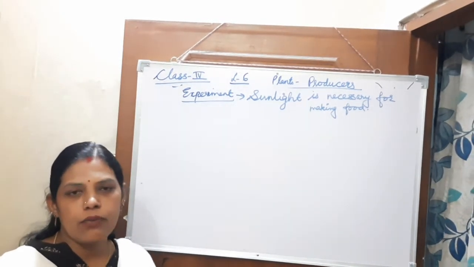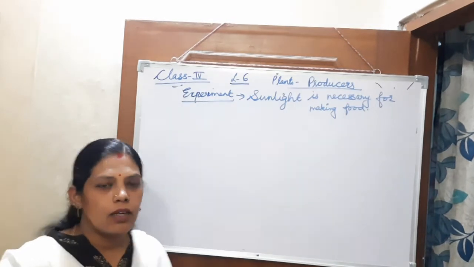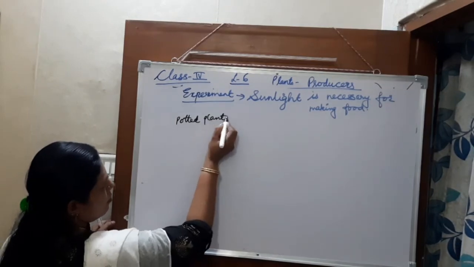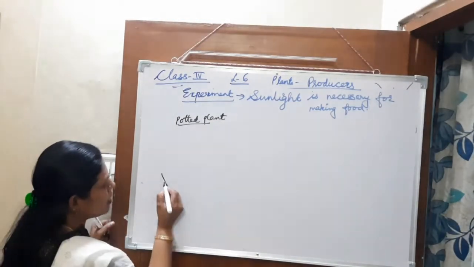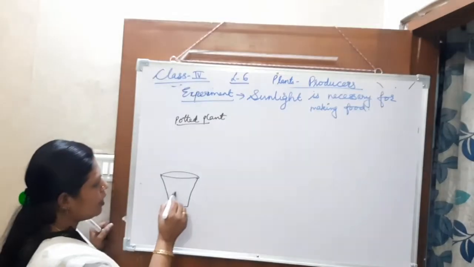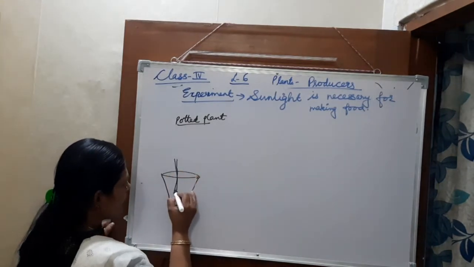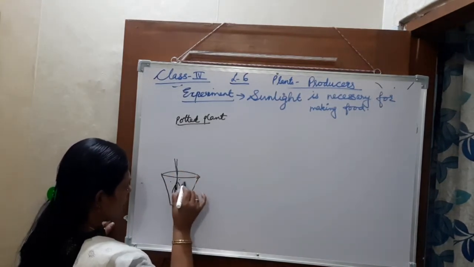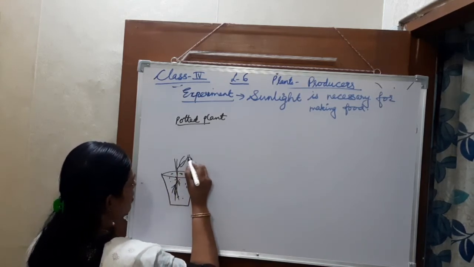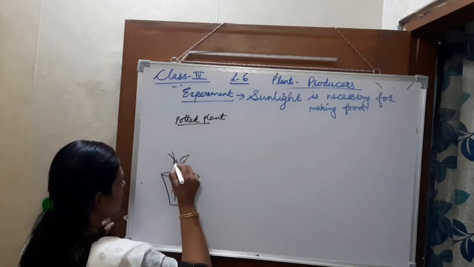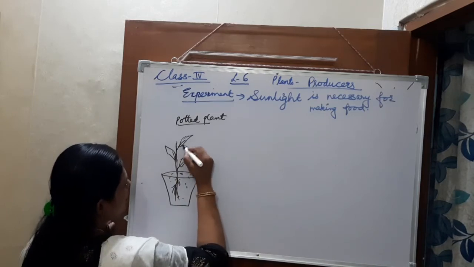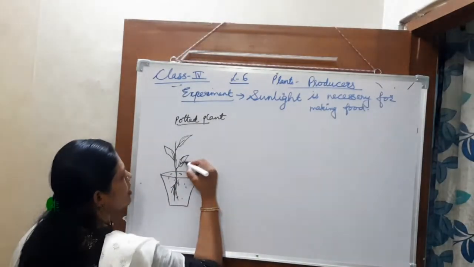Take one potted plant. What is meant by a potted plant? A potted plant means the plant which is kept in a pot. Here it is full of soil, right? And then you can see the leaf here. So take this potted plant.